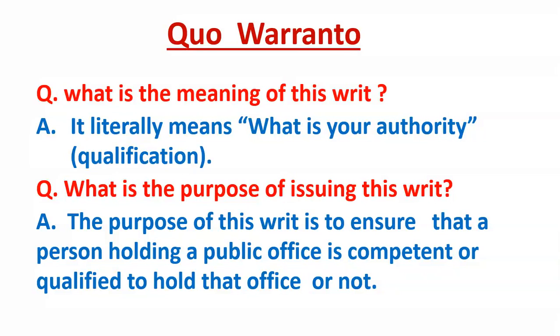And if this person is not competent enough, if this person is not qualified enough to hold that government job, then what will the court do? The court will simply remove him from that post. So the court will issue the writ of Quo Warranto. Quo Warranto means what is your qualification, what is your authority, how you can hold that government office. So Quo Warranto is issued to ensure that a person holding a public office, means a government job, is qualified enough to hold that job or not. So this is the meaning of Quo Warranto.